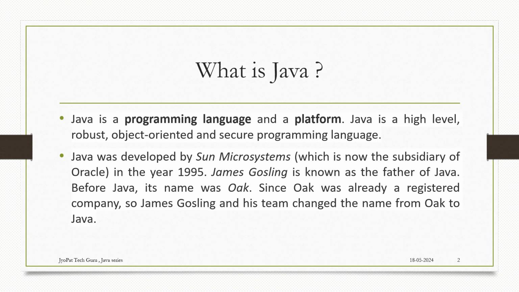Now it is being maintained by Oracle, which acquired it. In the year 1995, it started. James Gosling is known as the father of Java. Before Java, its name was Oak. Since Oak was already a registered company, James Gosling and his team changed the name from Oak to Java.